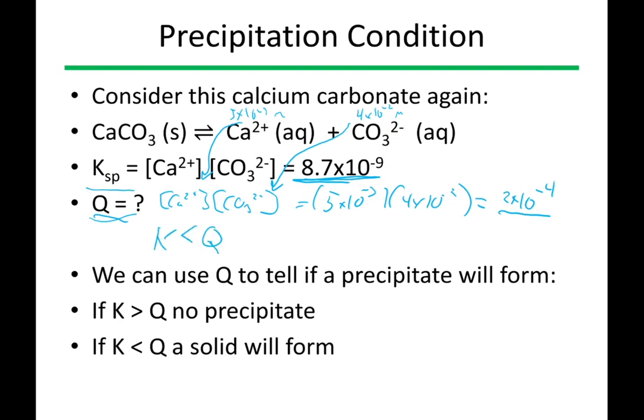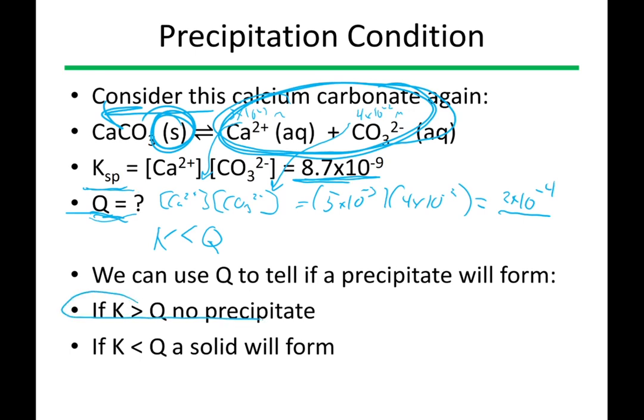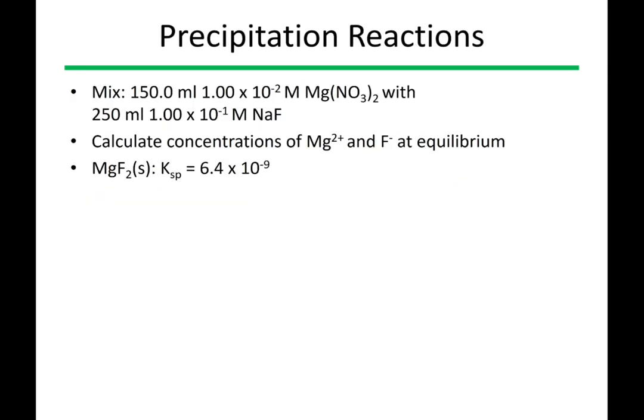If you recall back in equilibrium, if Q is greater than K, this means we have too many products or not enough reactants. And in this case, that means too many things are dissolved. And so the reaction will go back this direction and form solid. So generally speaking, if you have the KSP expression and you calculate Q, if K is greater than Q, no precipitate will form. All the ions that you have in solution will stay in solution. But if Q is greater than K, you'll go backwards and you'll get some solid from your solution. Let's look at another example of this.